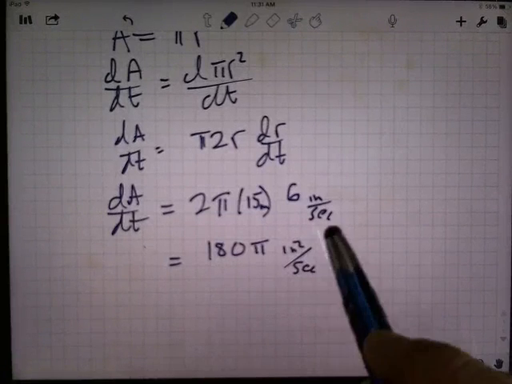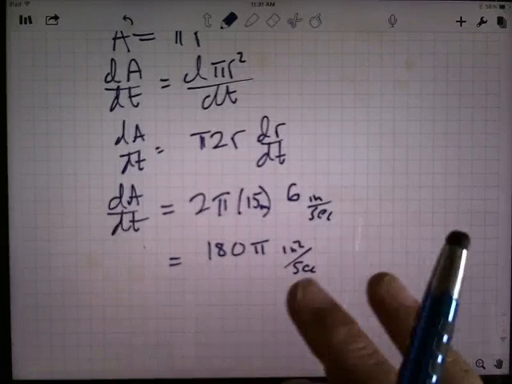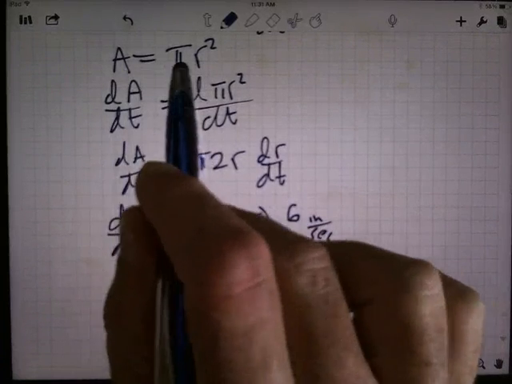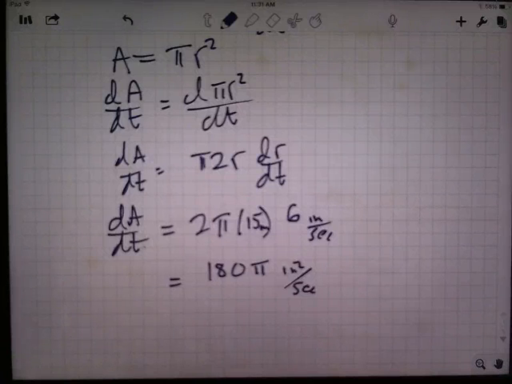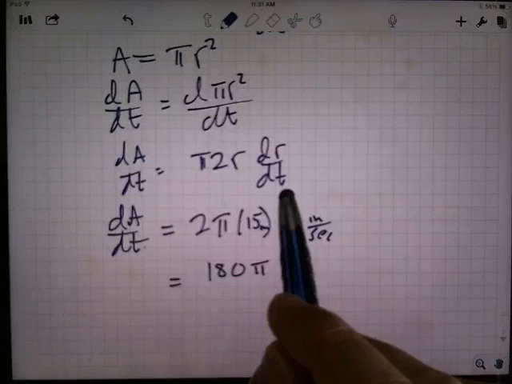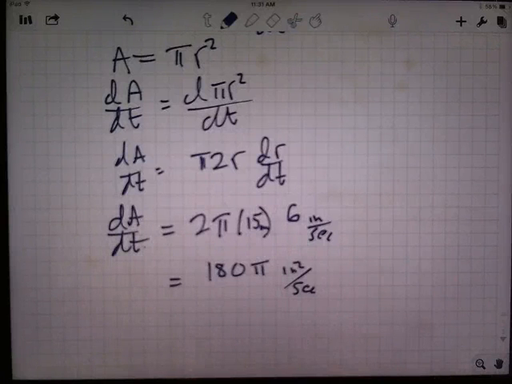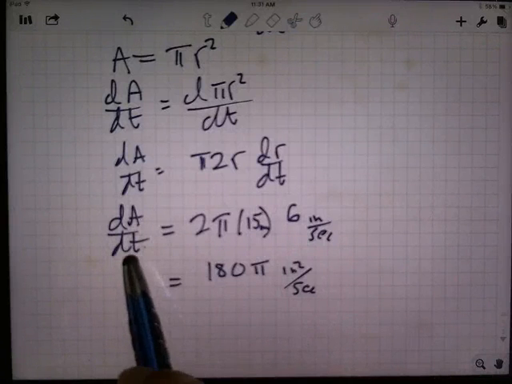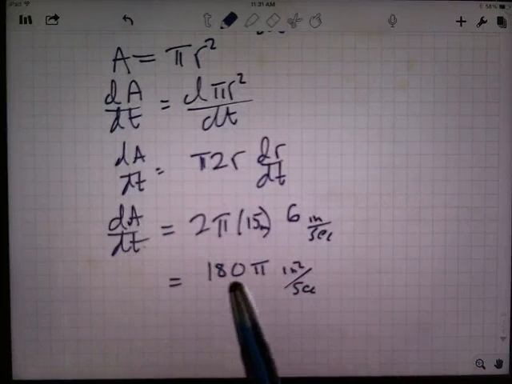They told me about one rate. They asked me about another rate. I found a relationship between the two variables without derivatives, implicitly differentiated to get an equation relating the derivatives, the rates, and then you plug in everything you know and solve for the one you don't. Now, this one happened to already be solved for dA/dt, so I could just plug them in here.